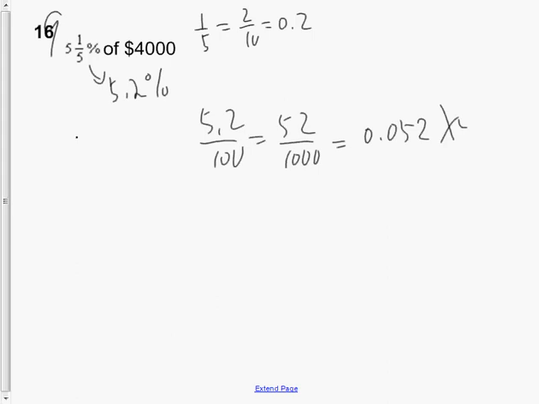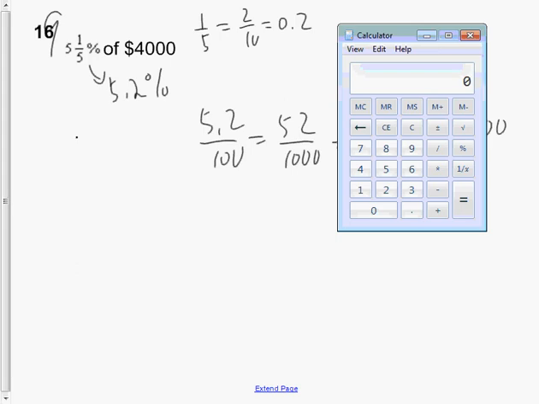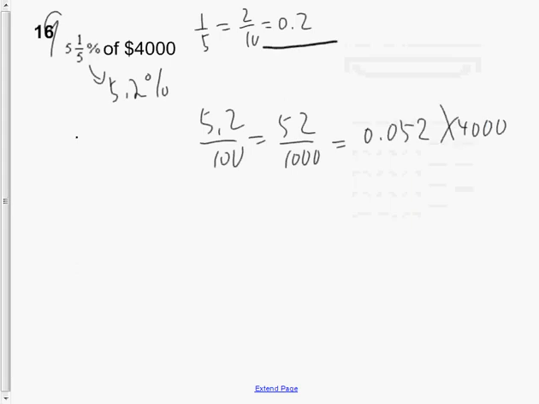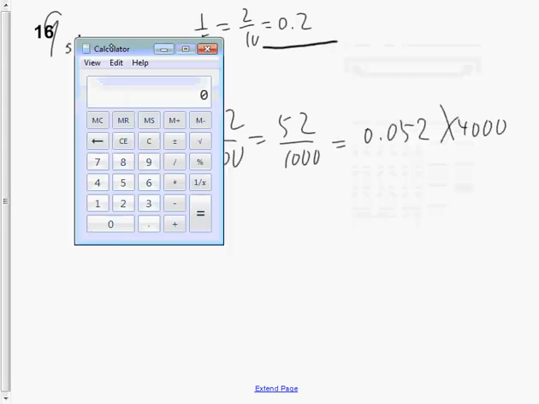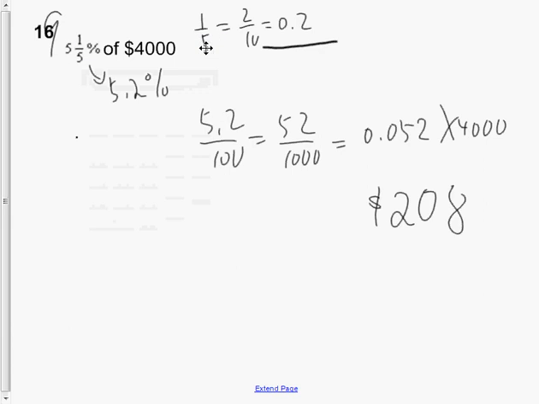5.2% of the 4,000. Take my calculator again. Oh, for heaven's sake. There we go. That's better. So 5.2% of 4,000 is $208. Okay, so the answer for that question is 208.